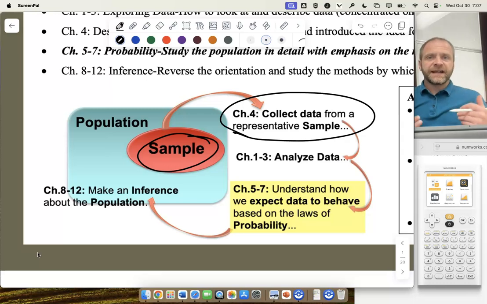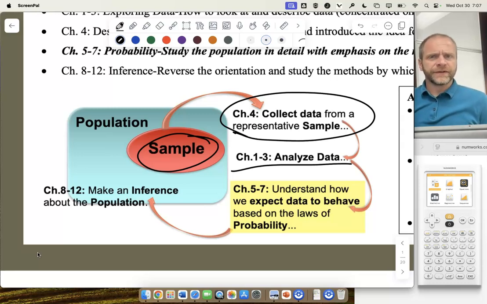Once we collect that data, what are we going to do with it? Well, that was Chapters 1 through 3. We analyze the data, looking at it with numbers, percents, tables, graphs, or even words. Once we have all that, we're now going to be looking at probability. We're going to understand how we expect that data to behave based on the laws of probability. We have this data that we've analyzed, but what should we have expected to happen based off of the laws of probability?